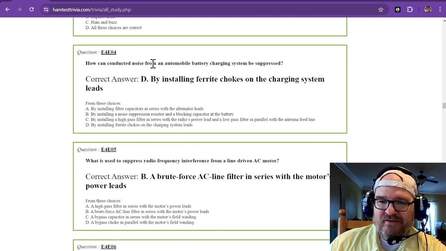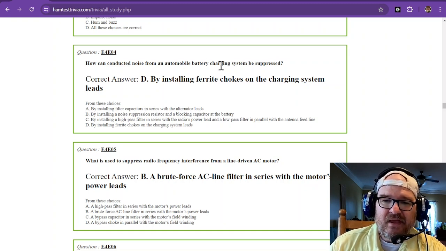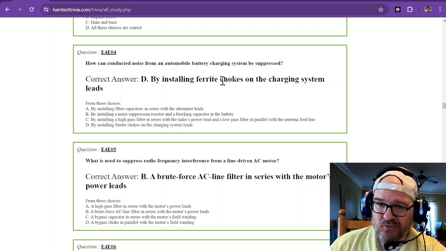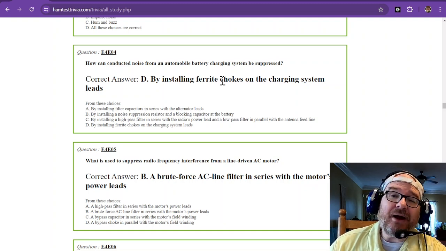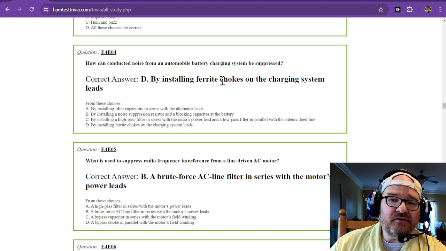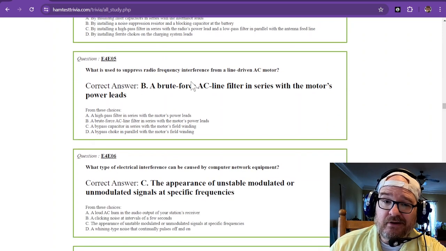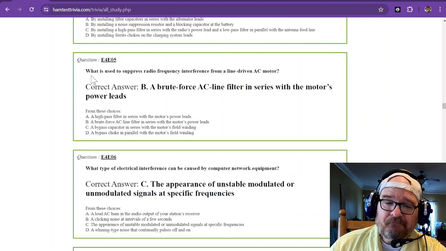How can conducted noise from an automobile battery charging system be suppressed? And that is by installing ferrite chokes on the charging system leads. Well, guess what? My Jeep also has that problem. I don't have chokes on it as of this recording. I could reduce quite a bit of that noise if I would put some ferrite chokes on the charging system leads. So that's running from the alternator to the battery. That would also help. Probably replacing the alternator would help too. There's a little bit of a whine in it.